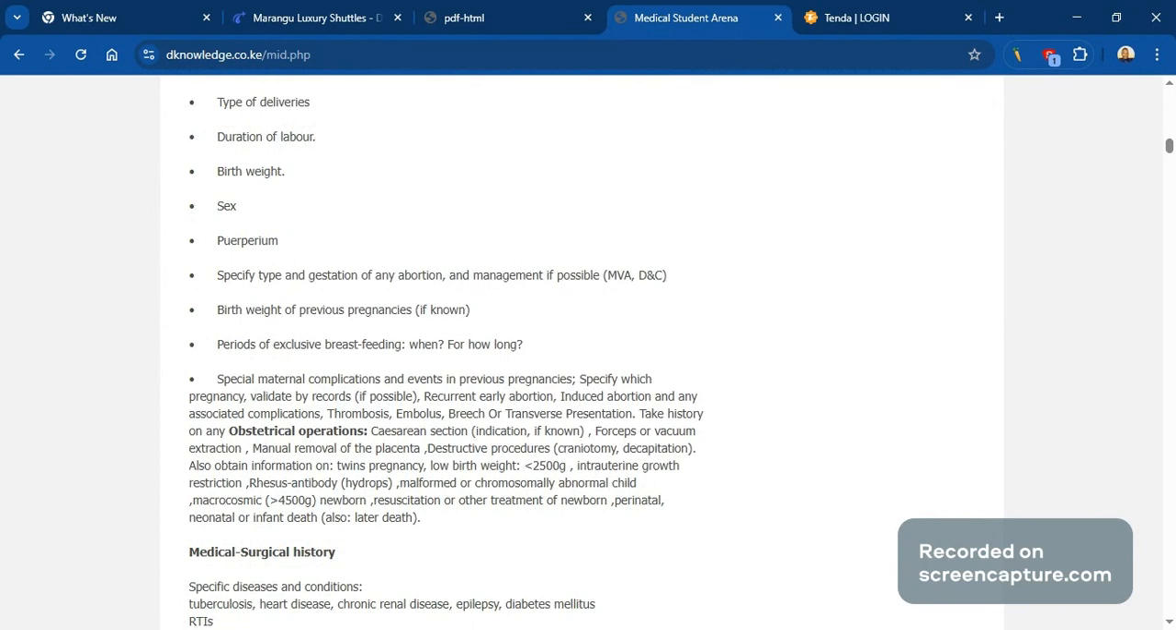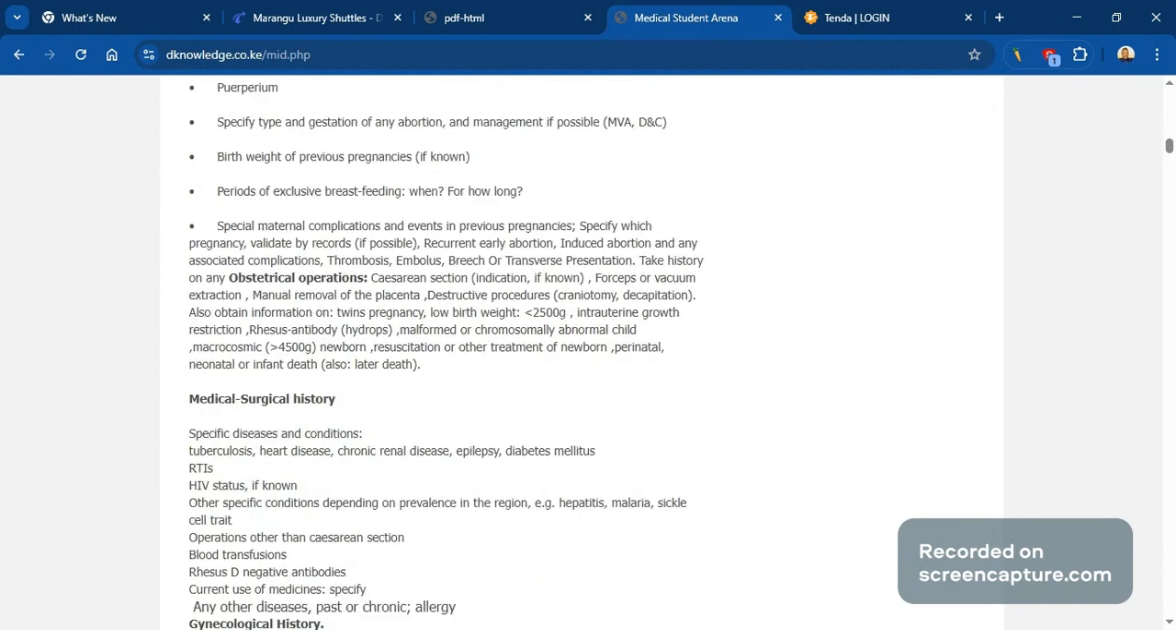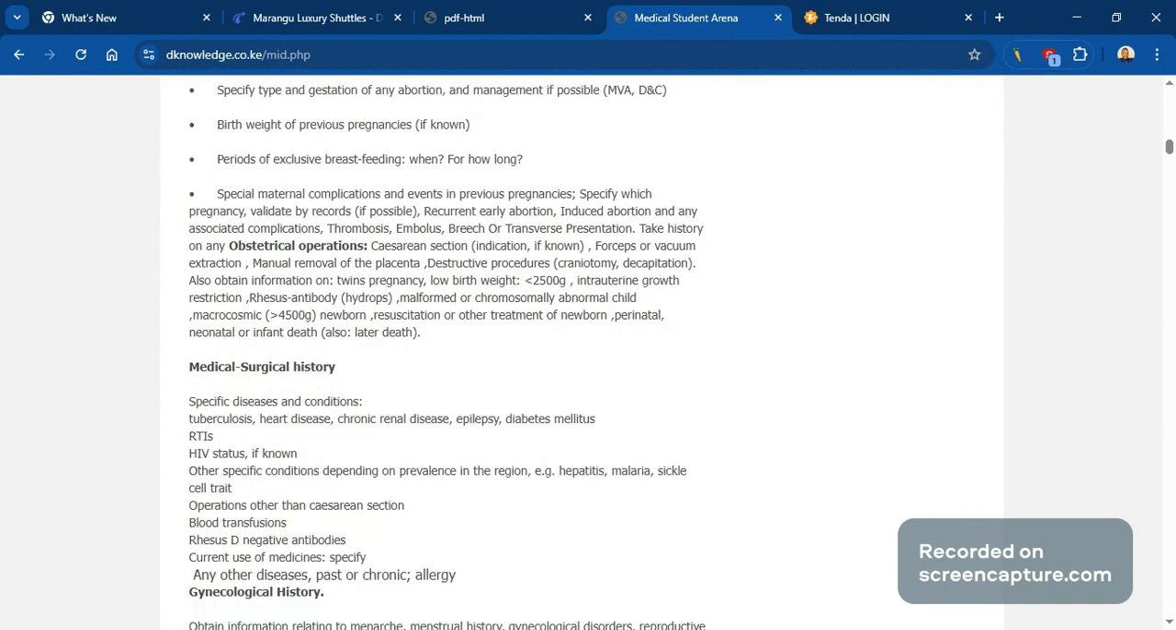Okay, the deliveries, birth weight of previous pregnancy if known, period of exclusive breastfeeding, when and for how long. Okay, so special maternal complications and events in previous pregnancy, specify which pregnancy, validate by records if possible: recurrent early abortion, induced abortion, and any associated complication, thrombosis, embolus, breech, or transverse presentation.